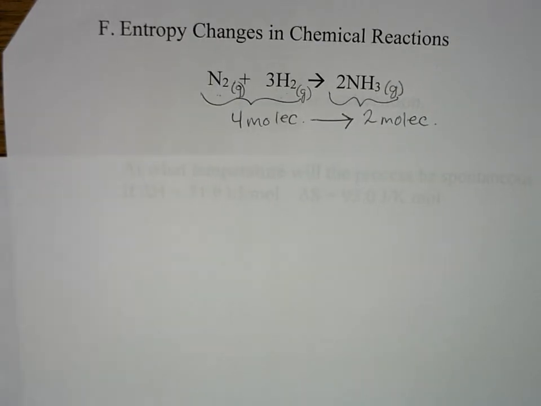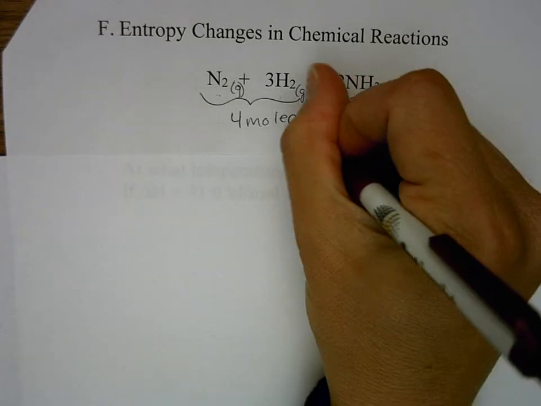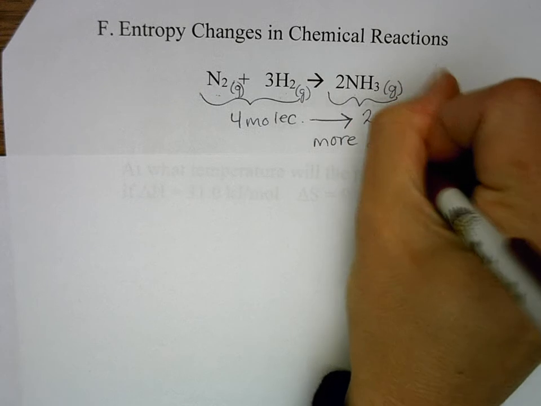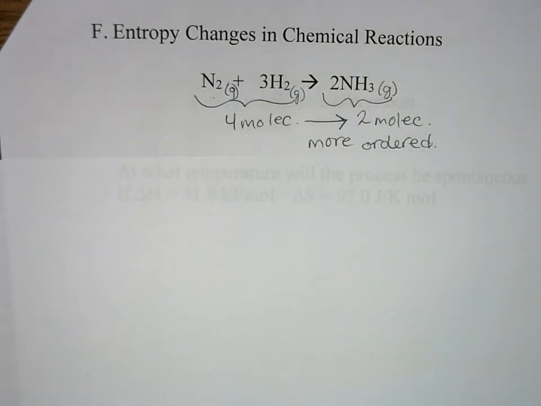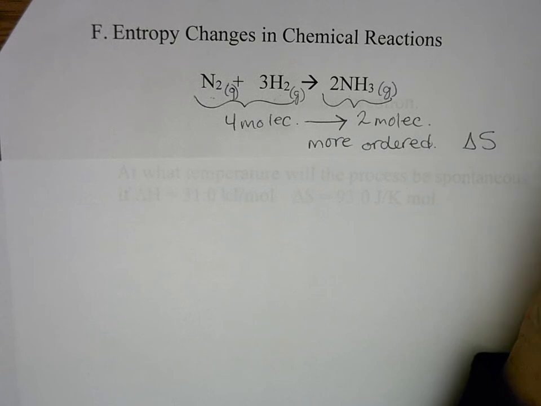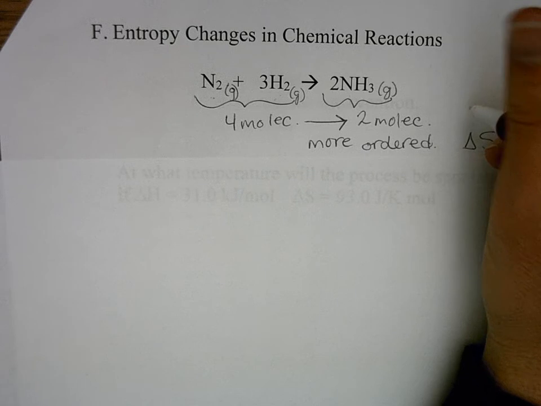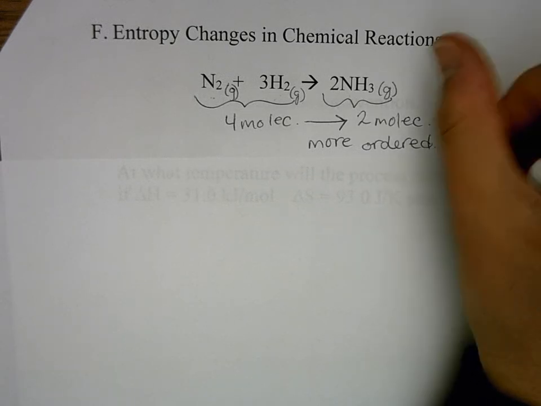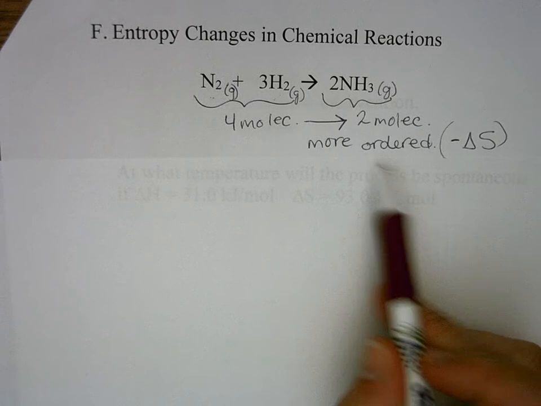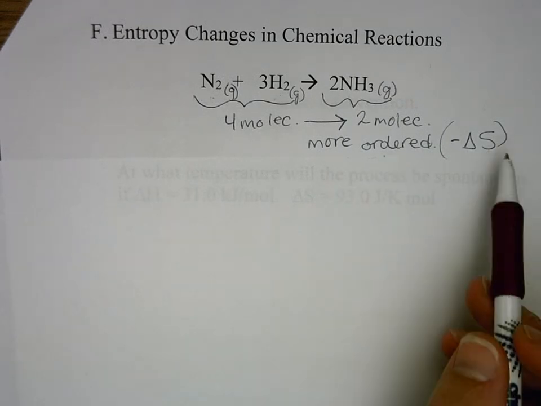Is that becoming more or less ordered? More ordered. If it's becoming more ordered, is entropy increasing or decreasing? Decreasing. Entropy is the measure of disorder. If I'm becoming more ordered, then entropy is decreasing. So does that make delta S positive or negative? Negative. Negative delta S when things are becoming more ordered, because you have less disorder.